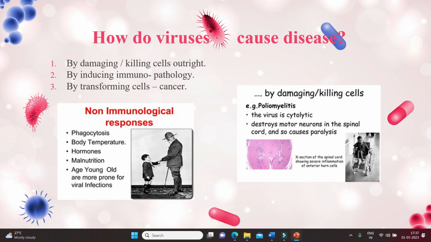An example of damaging or killing cells is the polio virus. It is cytolytic and destroys motor neurons in the spinal cord, and so it causes paralysis every time.